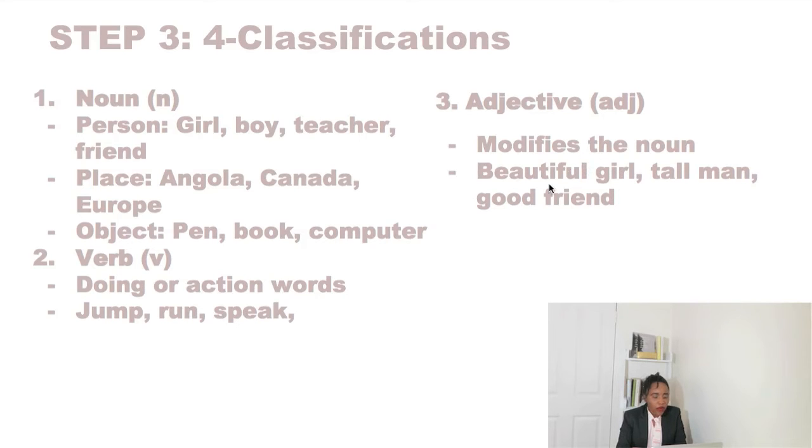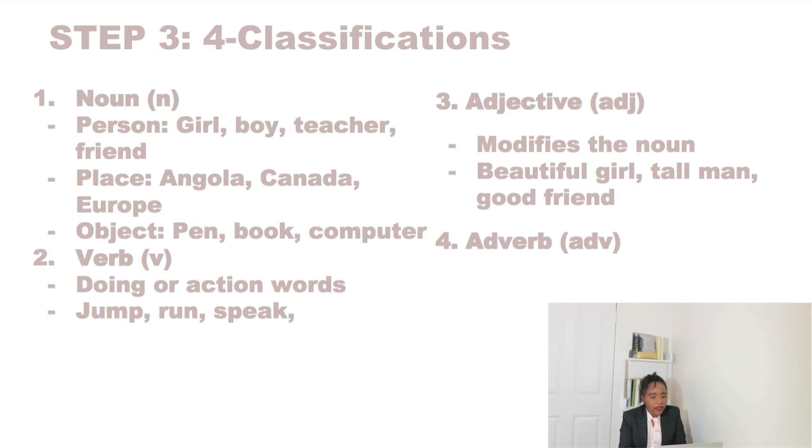So girl would be a noun, but when you add beautiful in front of it, then beautiful tells you more about the girl. So she's a beautiful girl. We have the man and tall in front of it, which tells you more about him. So he's a tall man. Friend, before it we added good, and that tells you more about what type of friend he is. So that's a very good example of the functions that adjectives perform.